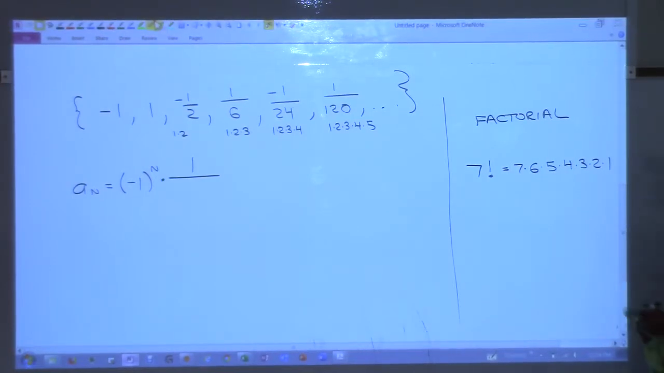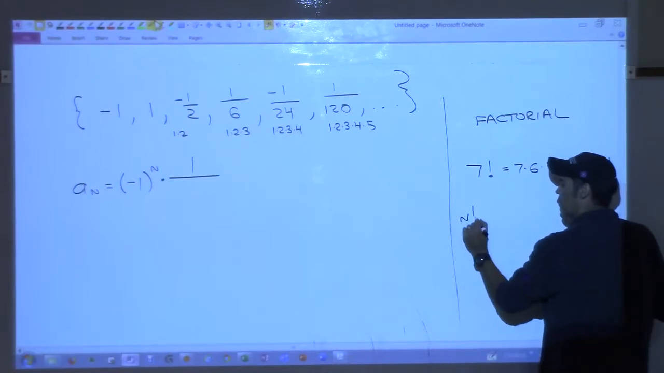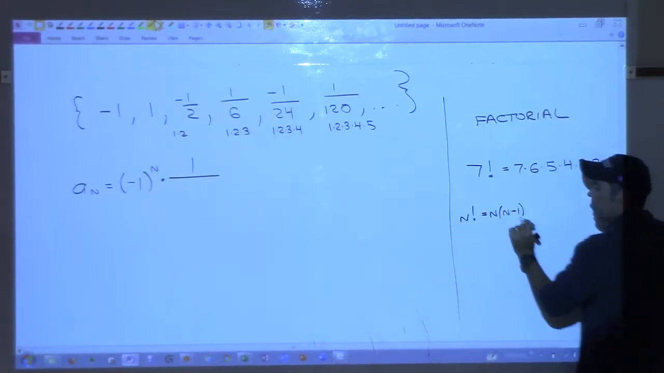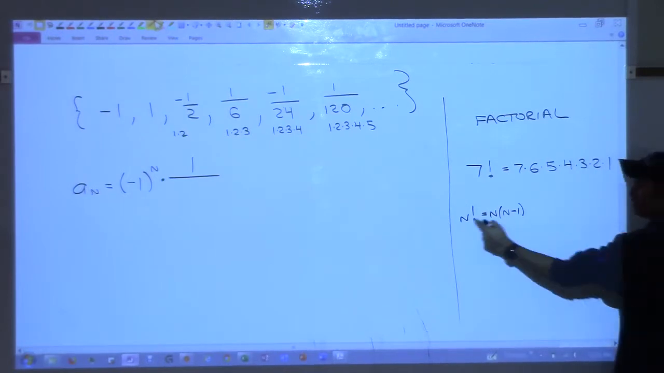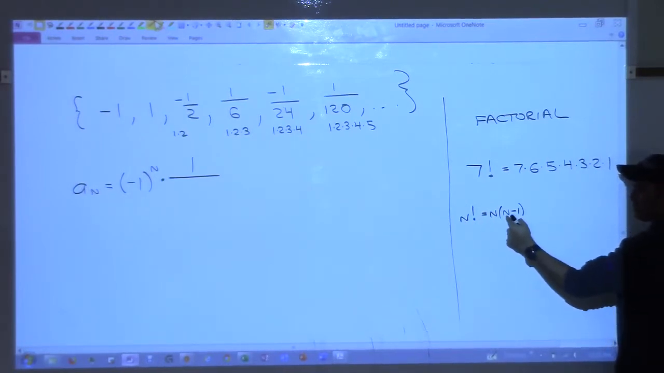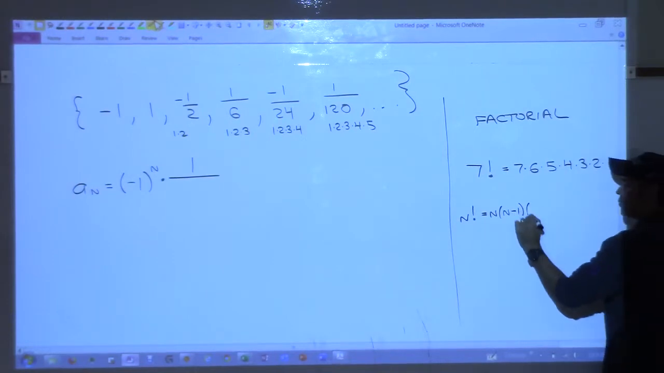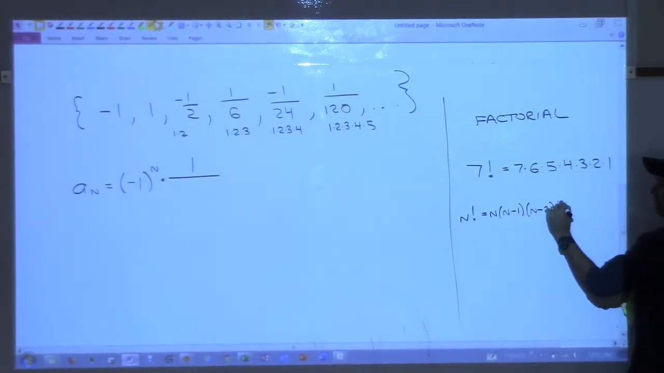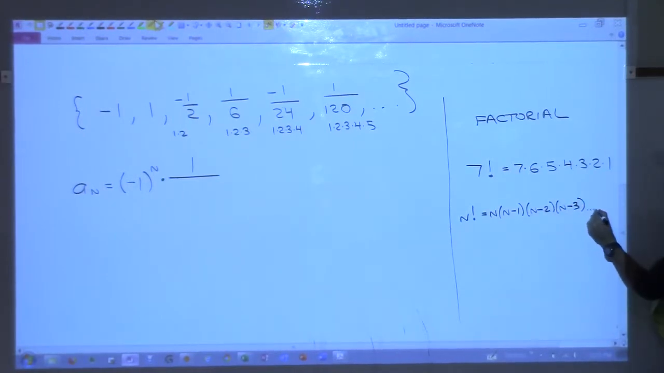So in general, n factorial means n times the number 1 less than that. Right? So if it's 7 factorial, it would be 7 times 7 minus 1, which is 6. And then you'd subtract again. So it'd be 7 minus 2, which would be 5. And you keep doing this, n minus 3. You just keep on taking 1 away until you get down to 1, right? That's the definition of n factorial right here.